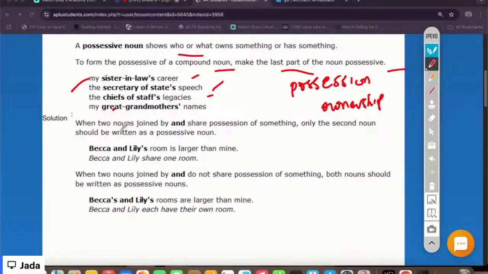So when two nouns joined by and share possession of something, only the second noun would be written as a possessive noun. So Becca and Lily's room is larger than mine. You can see Becca, and then the second one is possessive. Becca and Lily share one room.